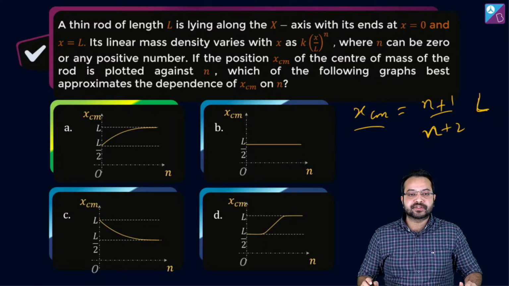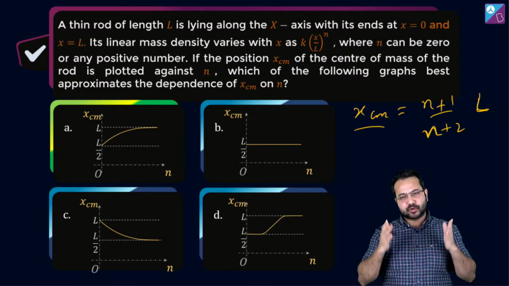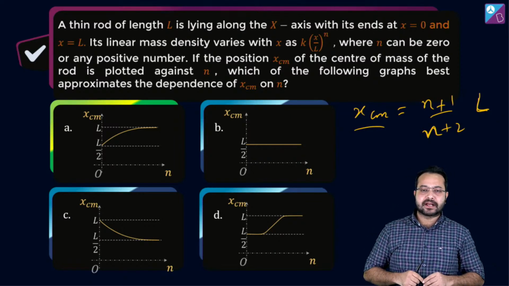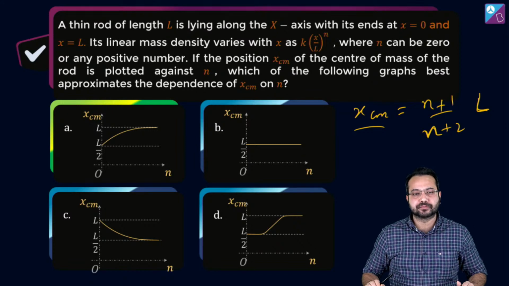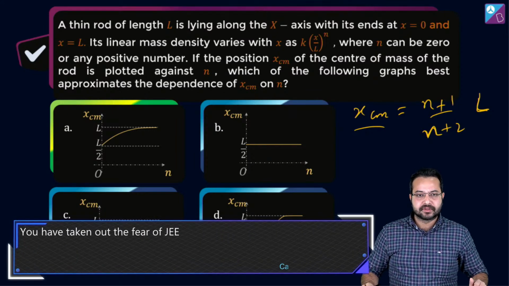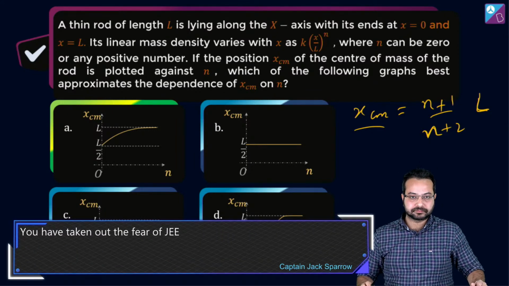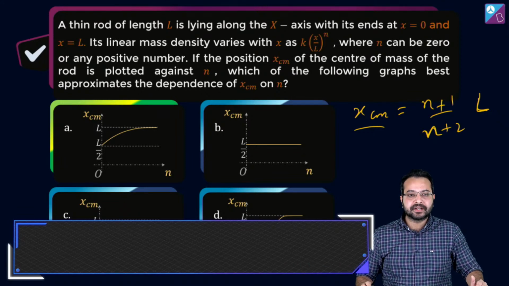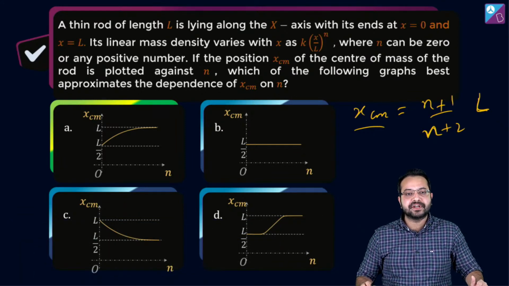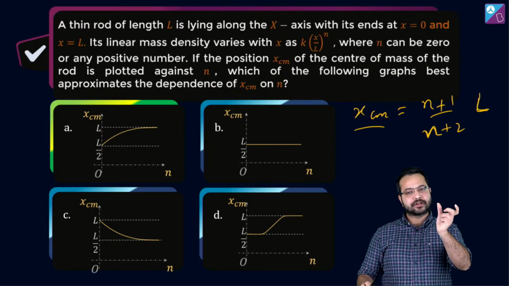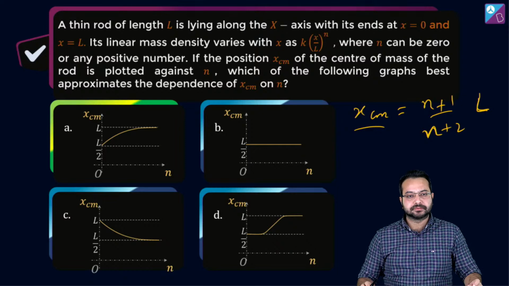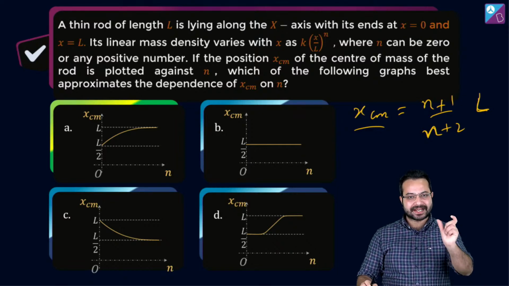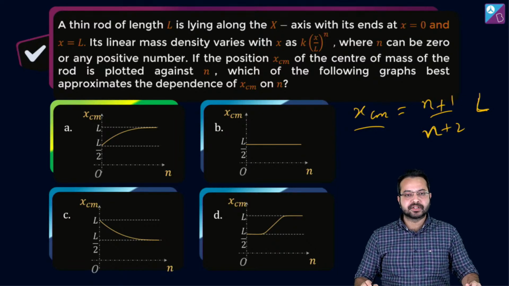Jack Sparrow is saying you have taken out the fear of JEE. Absolutely, I'm absolutely happy that I've done that, that you are able to do that, and that's what we want to do. All right, fantastic. Suhani is asking, sir, why we divide these? Why we divide what? Can you specify? What are we talking about? What exactly are we talking about? Then I can answer that.